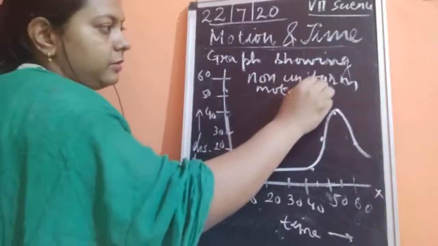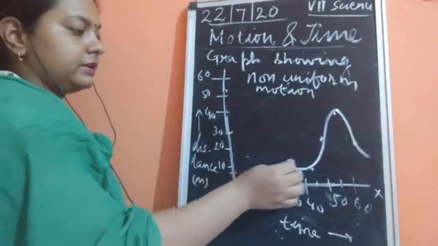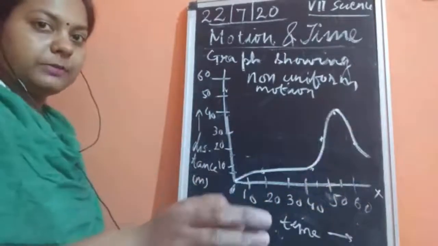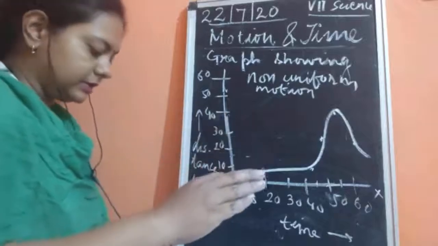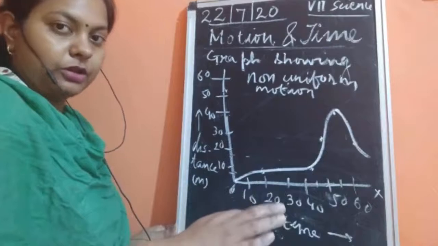Why is it a non-uniform motion? It is because this graph is not a straight line. As you could see, somewhere it is in a curved way. So whenever a curved line is seen in this type of graph, it is always showing you the non-uniform motion.